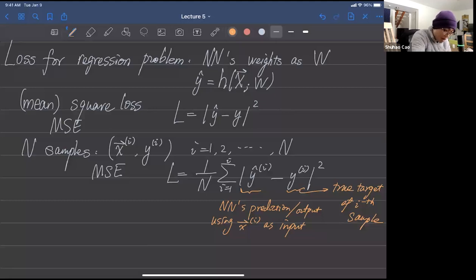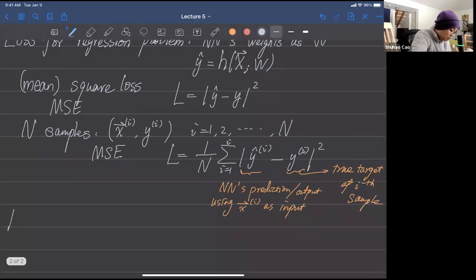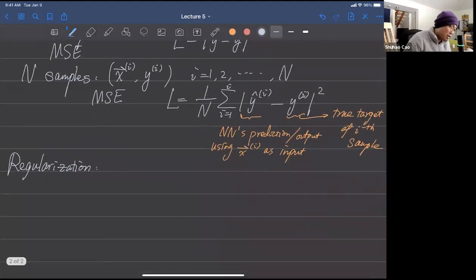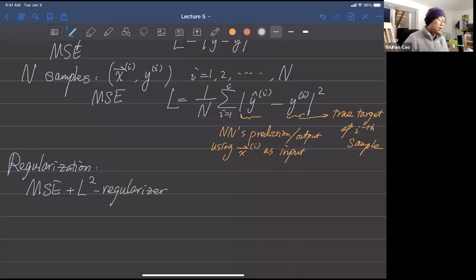And sometimes we can have a so-called regularizer. Okay. All right. We have a regularization. The first type is the so-called L2 regularizer. It also has a name, called ridge regression. Okay. So if you Google ridge regression, it's nothing but this. Okay.